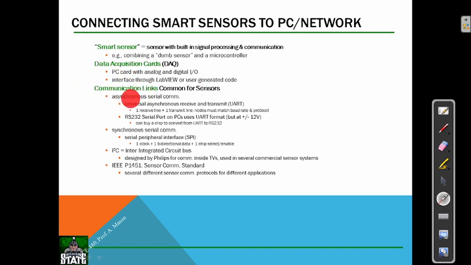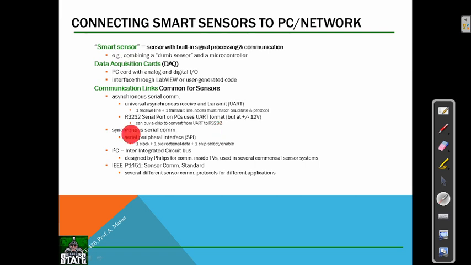These are the common communication links for a sensor. Asynchronous serial communication: universal asynchronous receiver transmitter, which is UART, with one receive line plus one transmit line. Nodes must match baud rate and protocol. Then the RS-232 serial port on PCs uses UART format but at plus and minus 12 volts. You can buy a chip to convert from UART to RS-232.